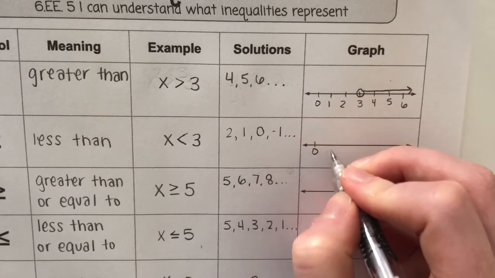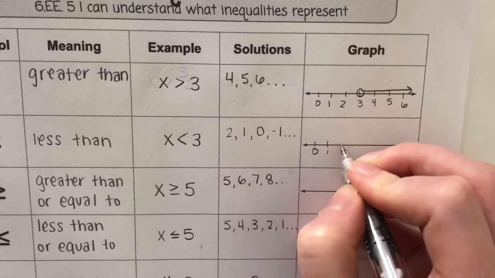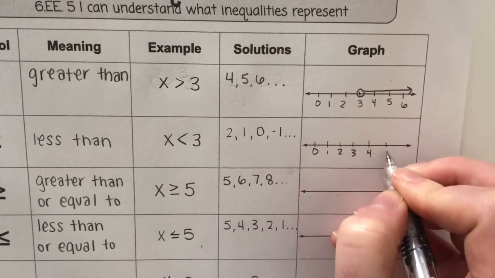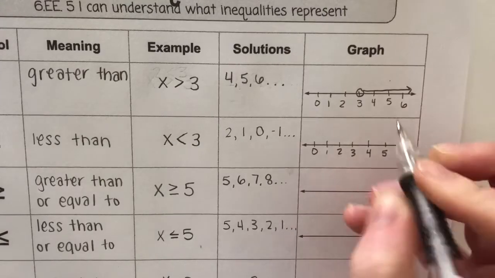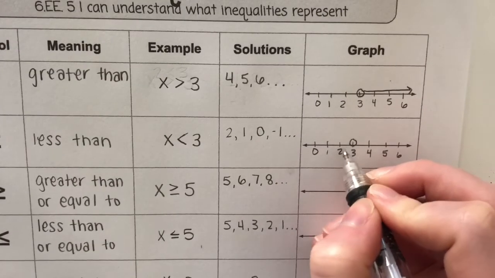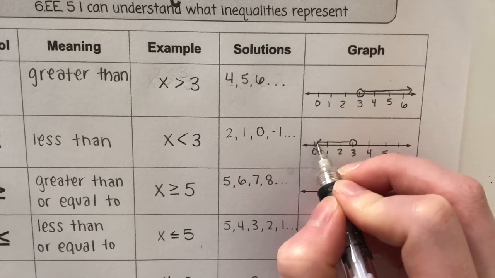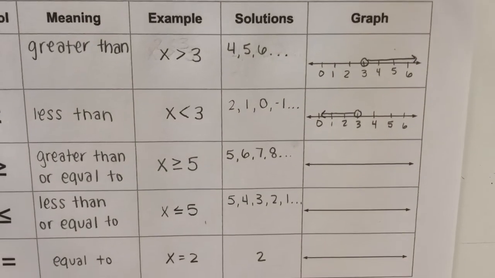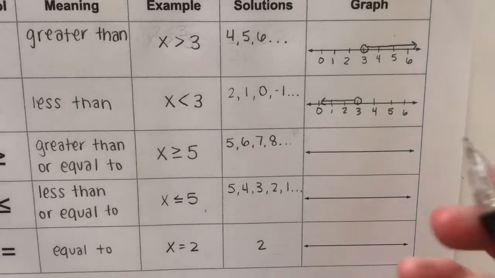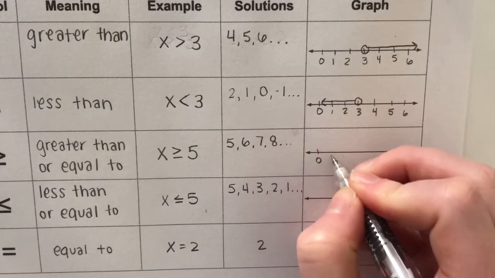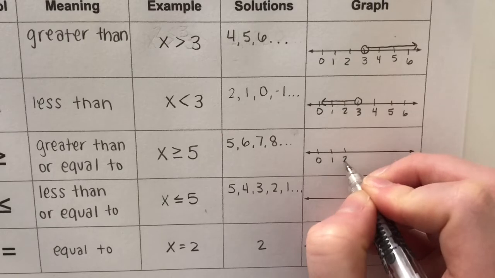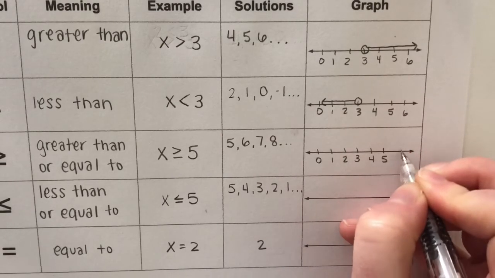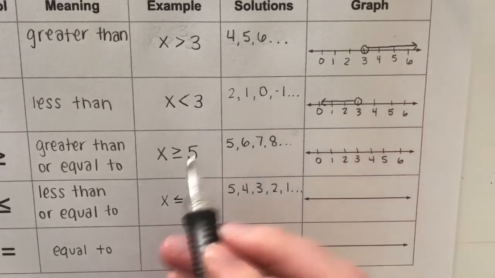Same thing for less than 3. It's going to look almost the same, except my arrow is going to point the other direction because x is less than 3. So again, the two main things you need to think about when you go to graph one of these is, am I using an open or closed circle? And which way is my arrow going to point?